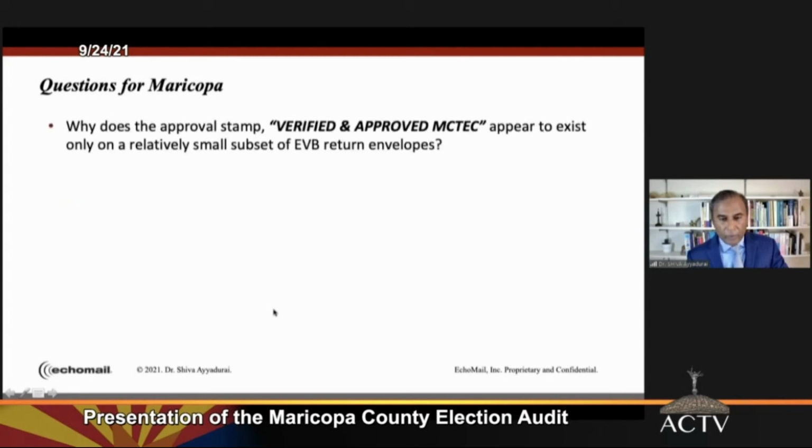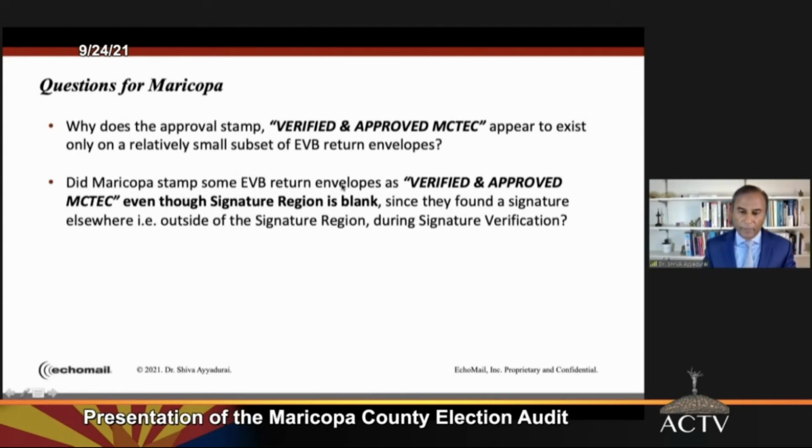And then finally, why does the approval stamp, verified and approved, appear to exist only on a small subset of the EVB return envelopes? Out of all the 1.9 million, that verified and approved, we find most of them exist after 11/4, after election day, but very few sprinkled. So out of all those envelopes, our initial supervised review reveals maybe 10% have this stamp on them. The other thing is, did Maricopa stamp some EVB return envelopes as EVB approved, even though the signature is blank, since they found a signature elsewhere? And that would be good to know. How did they do that? What is the adjudication process?